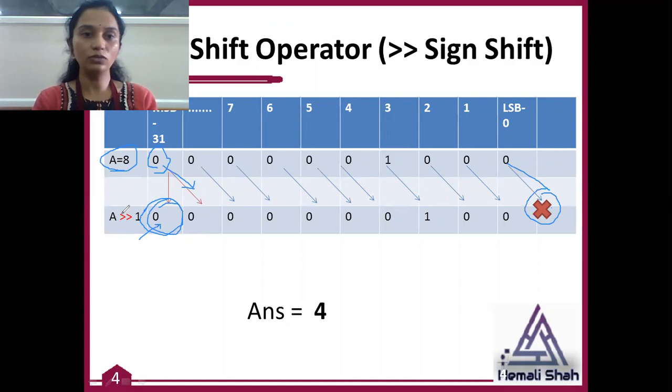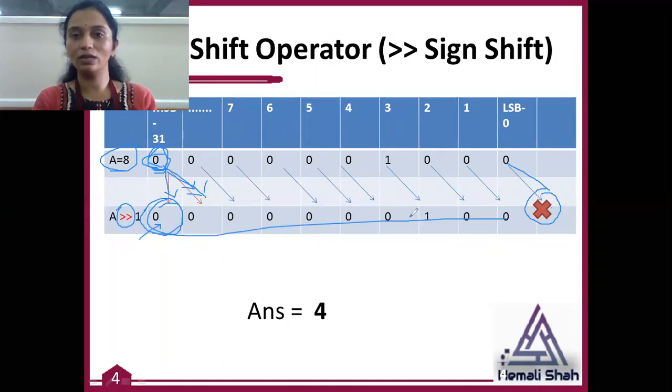If you are using this signed shift, it always fills the most significant bit value into the first and second positions. This is the basic difference. Keep in mind, you fill the value of the most significant bit whenever you perform this shift operation. So you will get this answer, 100, which is the representation of the number 4.